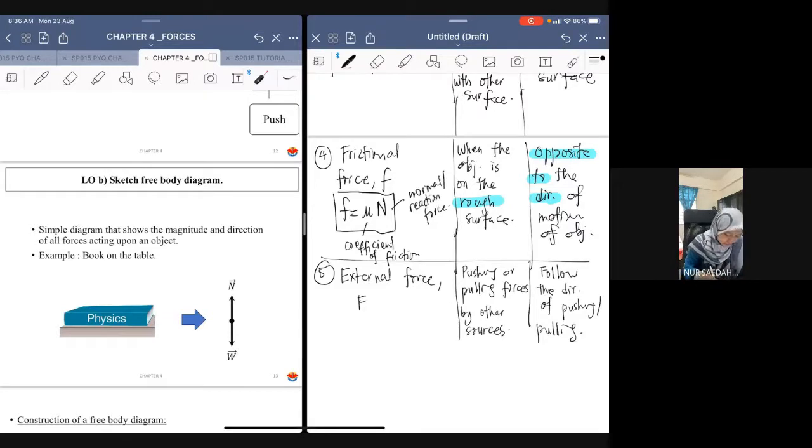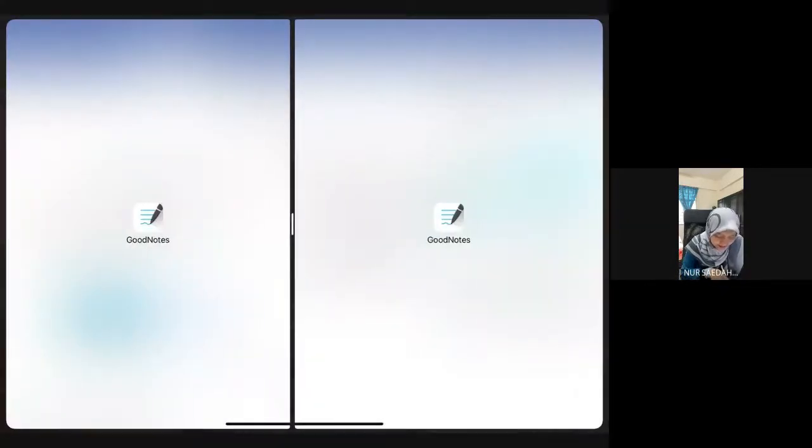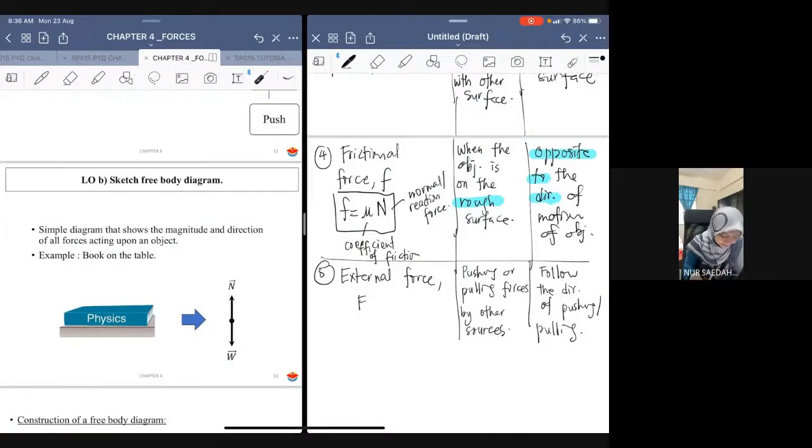Okay, so itu boleh? Dah salin dah? Boleh? Ada dah nota? Madam nak tutup dah?